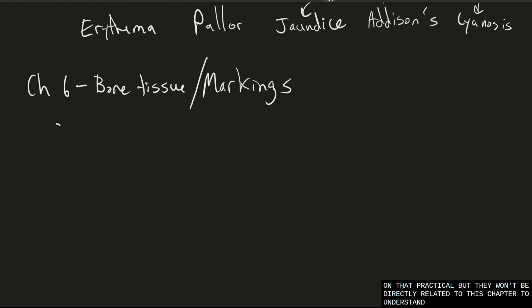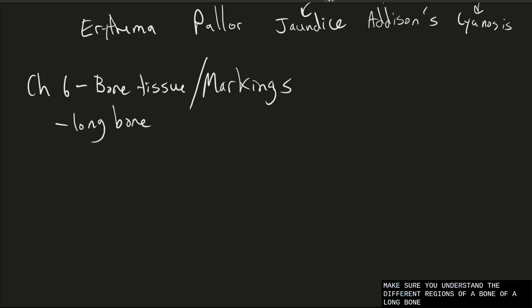So understand the anatomy of a long bone, the different regions of a long bone. You have the epiphyses at the end, the diaphysis in the middle. You have your medullary cavity where you have your yellow marrow. You have your epiphyseal plate where the growth plate is. You have your spongy bone, your compact bone, and those different regions. So make sure you understand the different regions of a long bone.